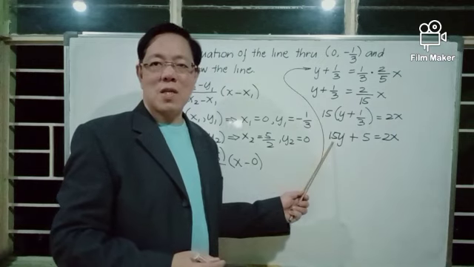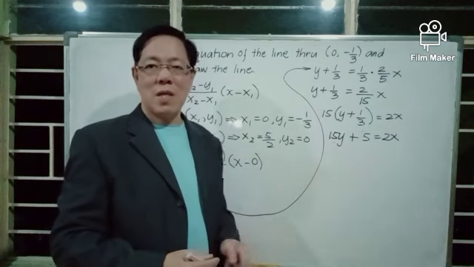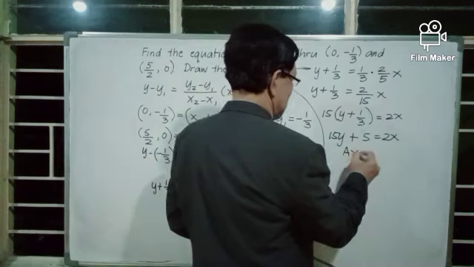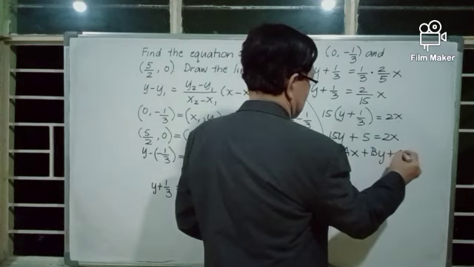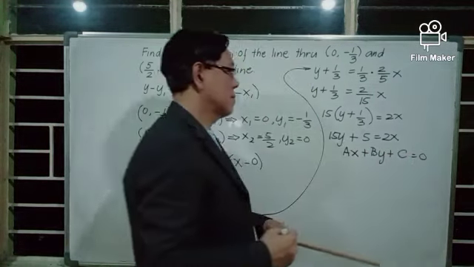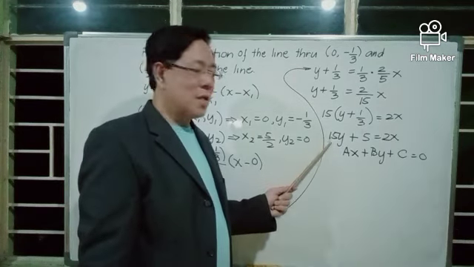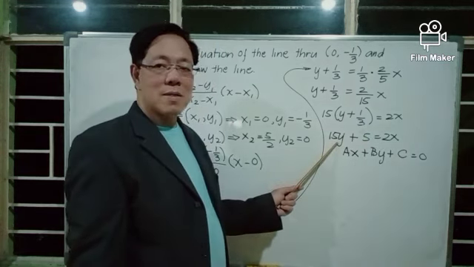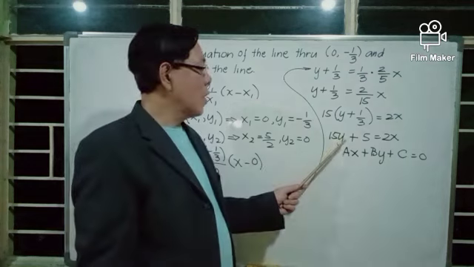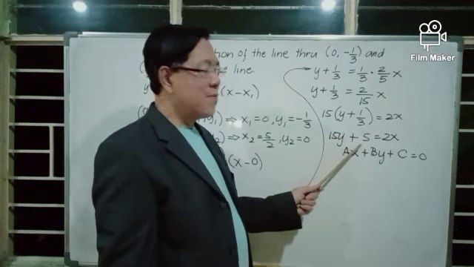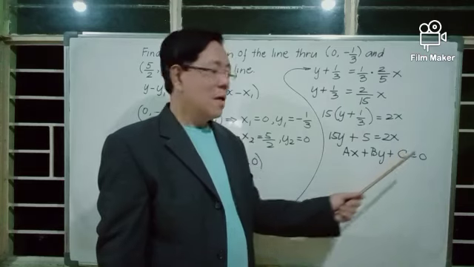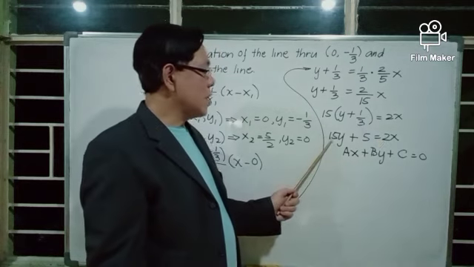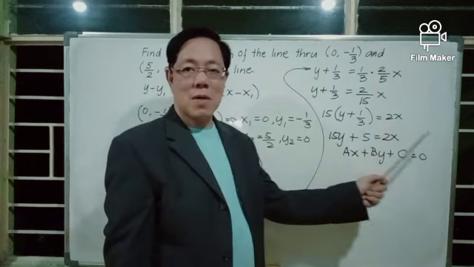Now we write this equation in the standard form or general form of equation of the line, which is given by the following. To write this equation in this general form, either you transpose 2x to the left side and the coefficient of x will be negative 2, or you transpose 15y and 5 to the right hand side. For us to have a positive coefficient of x, we transpose 15y and 5 to the right hand side.